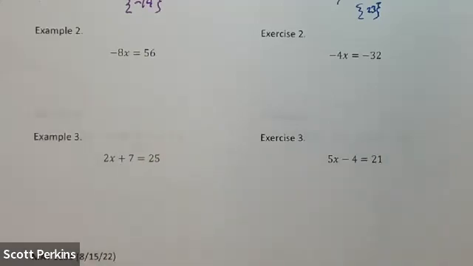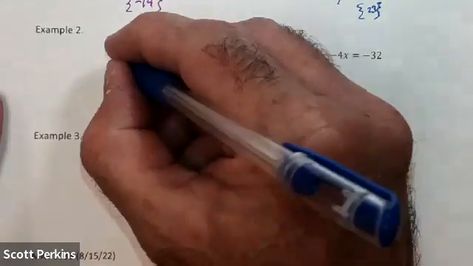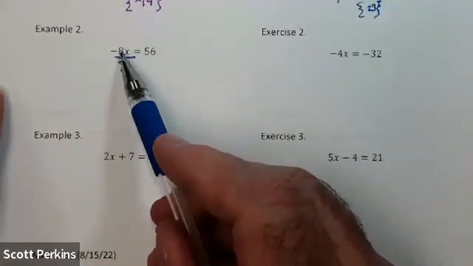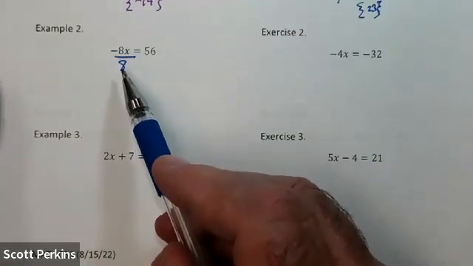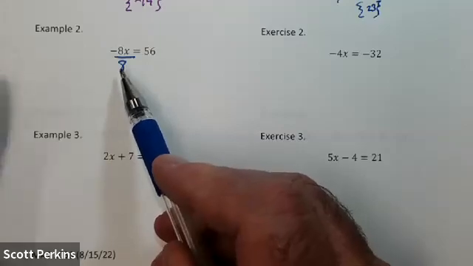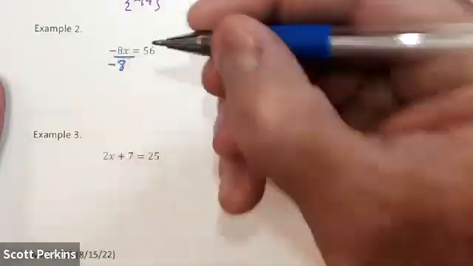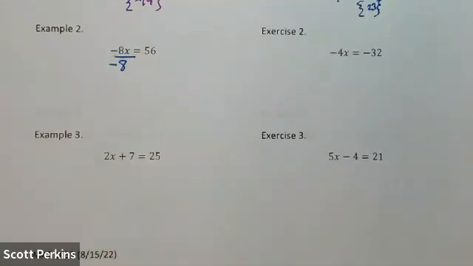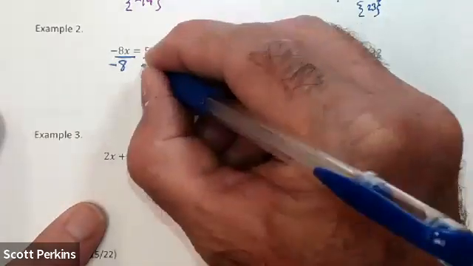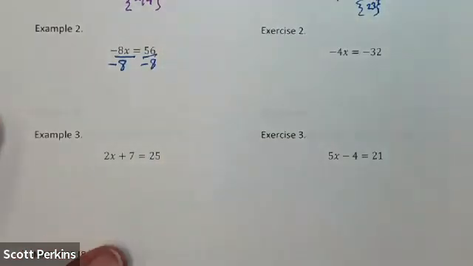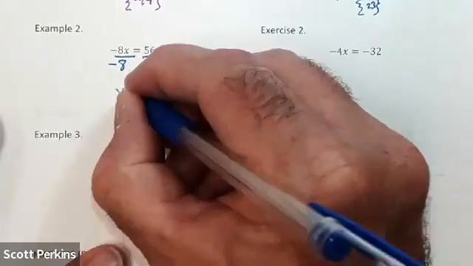We always want the x to be by itself. So if I just divide by 8 here, I have a -8 divided by 8. What does that leave? -1, -1x. So in order that there's just x, you always divide by the exact same thing that's there. So we'll divide by the -8. Because a -8 divided by a -8 is a +1x, or just x.